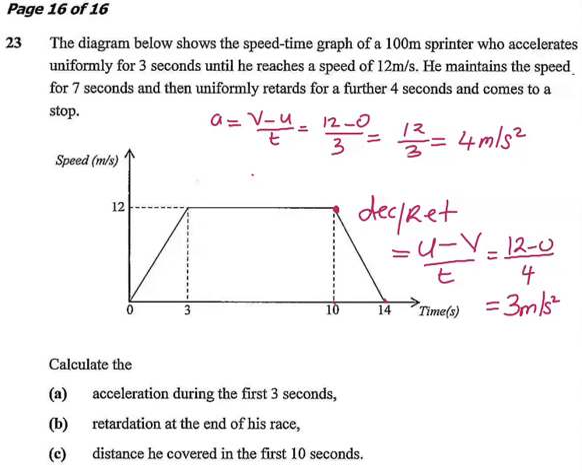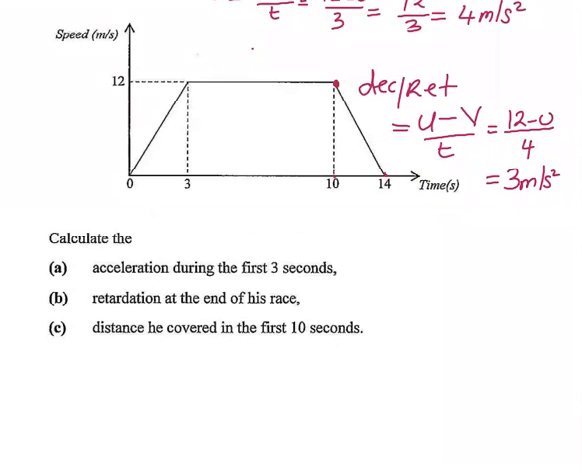Then the distance he covered in the first 10 seconds. The distance that was covered here. This is the 10 seconds here, up to here. So if you look at this, we can look at it as a trapezium. As you know, what we are supposed to do is to find the area under this graph. So we have a trapezium here.